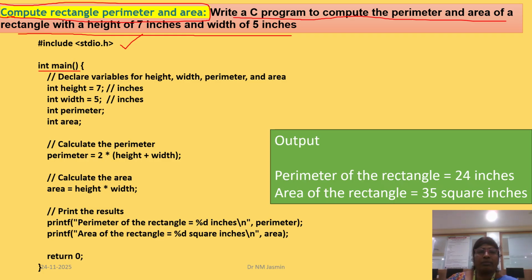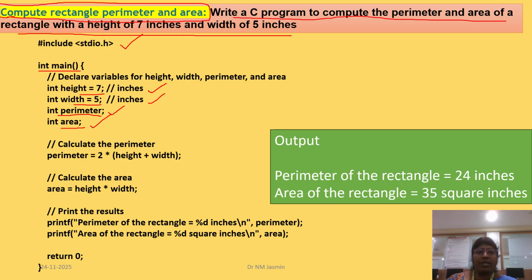Take the main function, start with the curly bracket, where the execution starts. Now declare the variables in inches. The first ones are height, width, and then perimeter and area. Here I have given the input as height is 5, width is 5. Now I want to compute the perimeter and also the area of the rectangle.